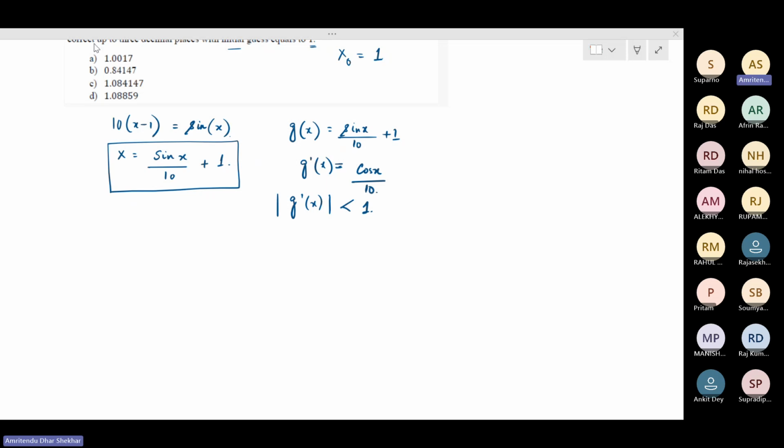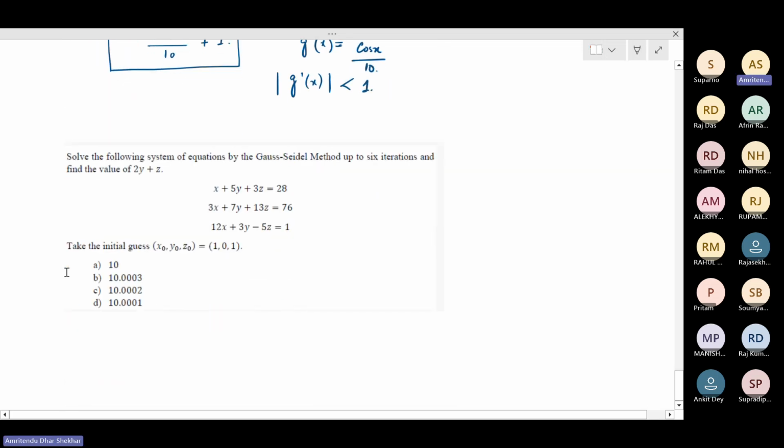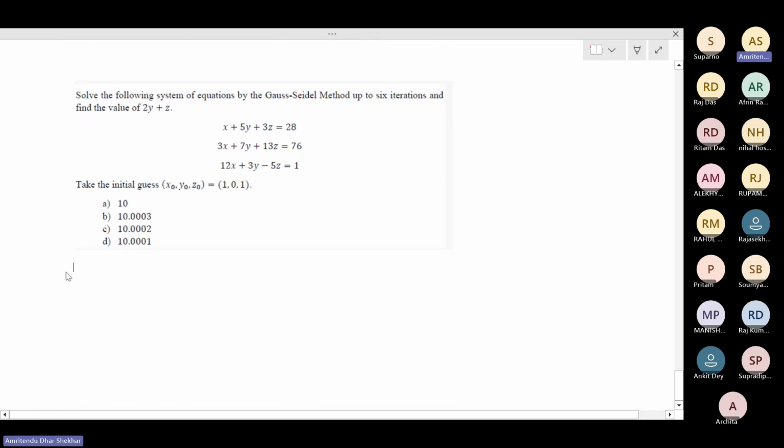Okay. So now we look at finding solutions to systems of equations, starting off with this one, which is the Gauss-Seidel equation.